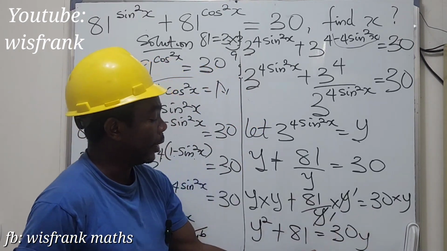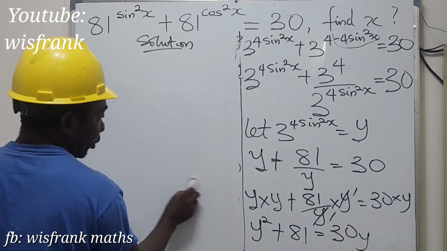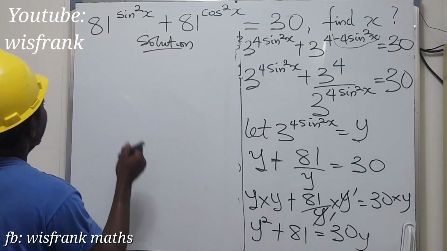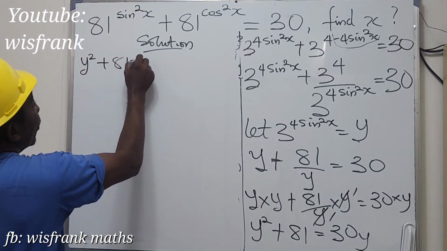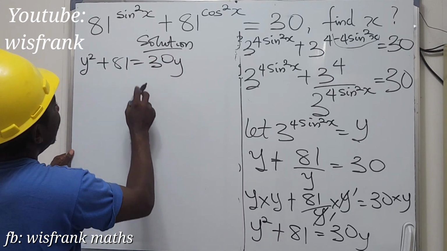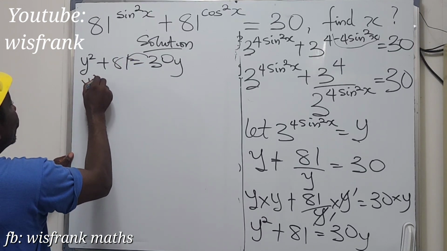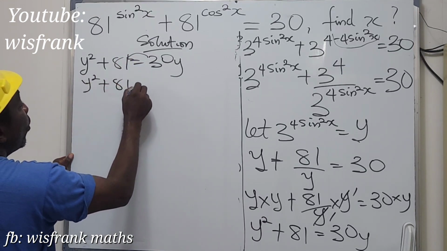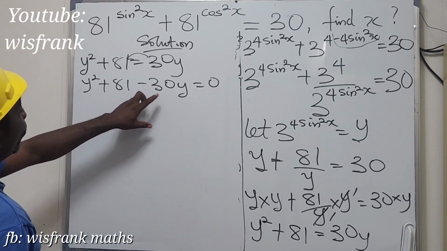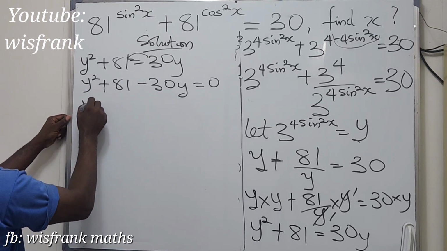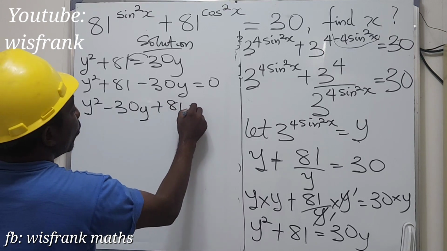Because 30 times y is 30y. So in this case, we need to move this to the other side. As we said, we have y squared plus 81 equals 30y. So 30y will be transposed to the other side. We have y squared plus 81 minus 30y equals 0. Here we can rearrange this, so it becomes y squared minus 30y plus 81 equals 0.